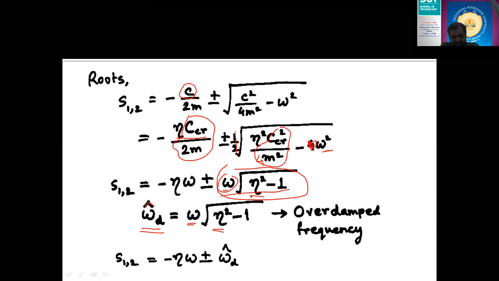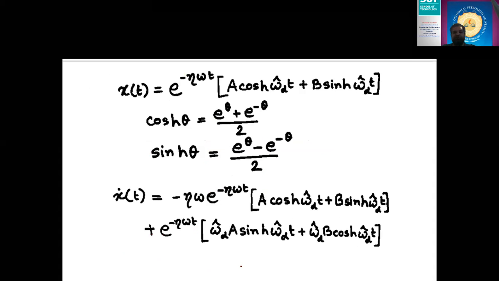Please remember this, this is very, very important. Now I am defining this as an overdamped frequency, which has the influence of eta, my damping ratio, whose value is C upon CCR. So this S1 and S2 will become minus eta omega plus or minus omega d cap. So these are the roots, right?